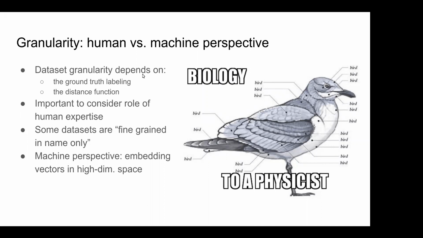So my point here is that we need to think about both the human and the machine perspective, and that it's actually possible that there are data sets that are so-called fine-grained in name only. In other words, we have the intuition that a data set, such as one for appetizers, is fine-grained, but in terms of the objective features that are presented to the machine, it may be no different than a coarse-grained problem, okay?